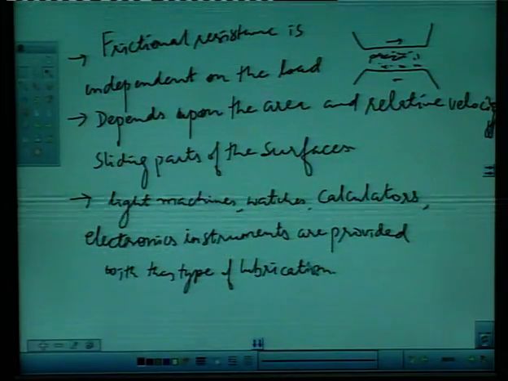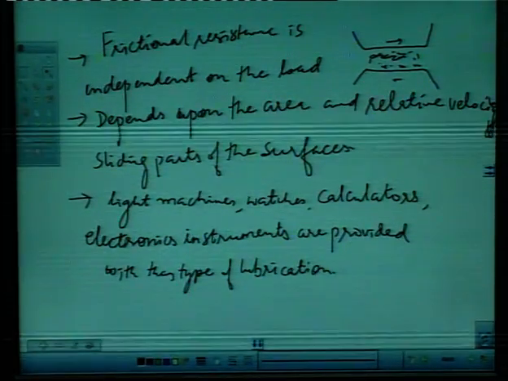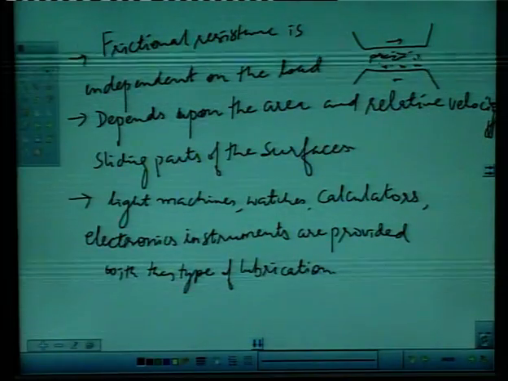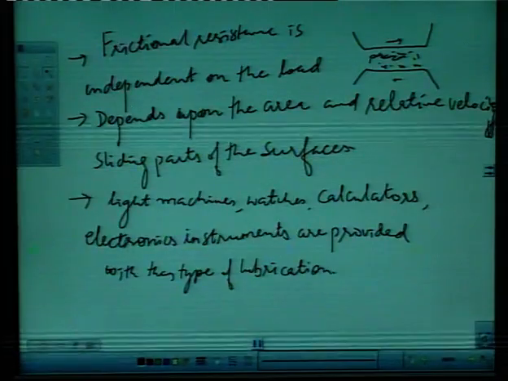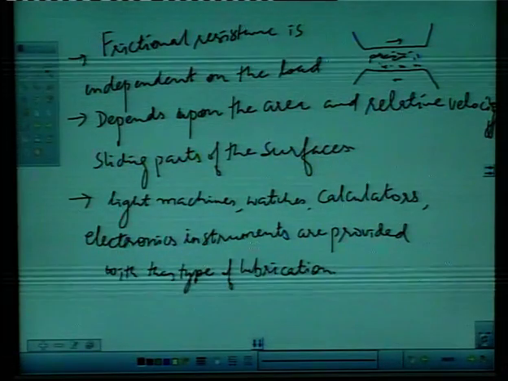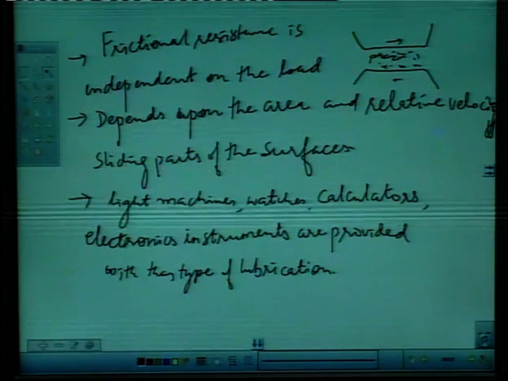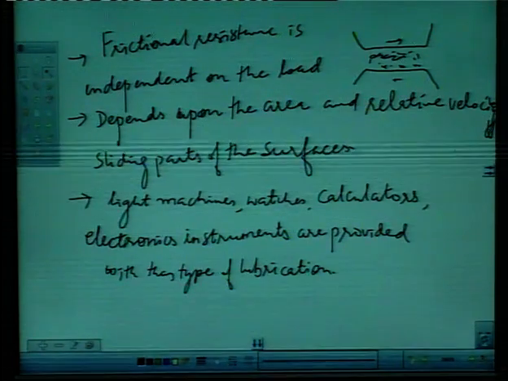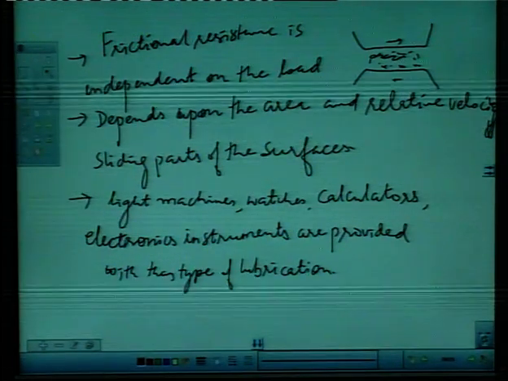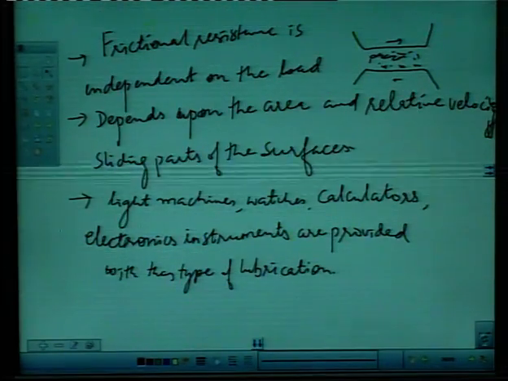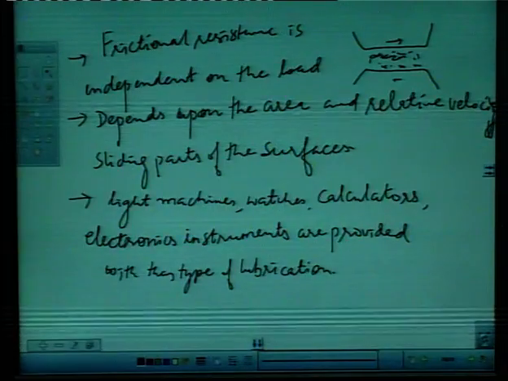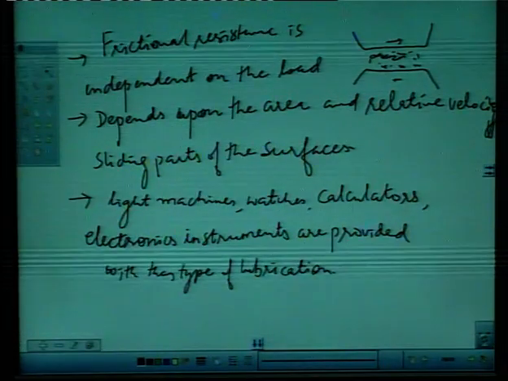So, we have discussed hydrodynamic thick film or fluid film lubrication. In this lubrication, a thick layer of lubricant is inserted between two moving parts of a machine. Here friction resistance is independent of the load, but depends upon the area and relative velocity of sliding parts of a surface. So examples are light machines like watches, calculators, electronic instruments.